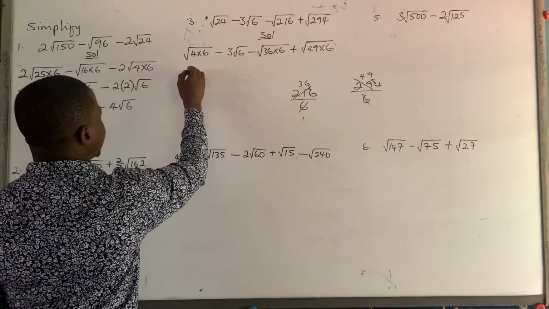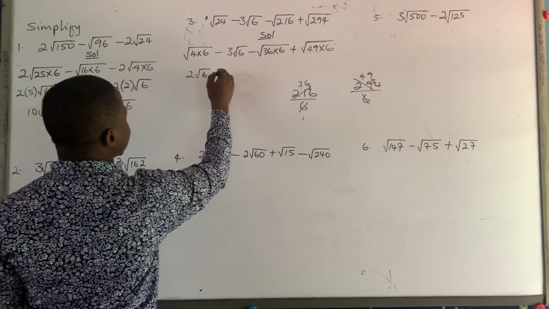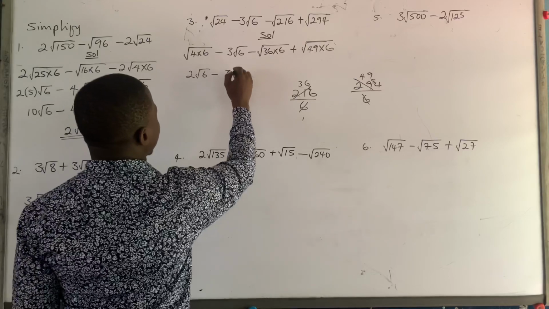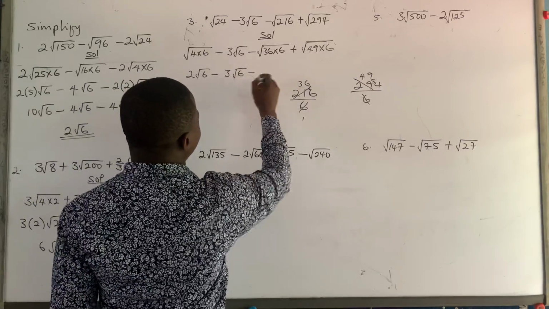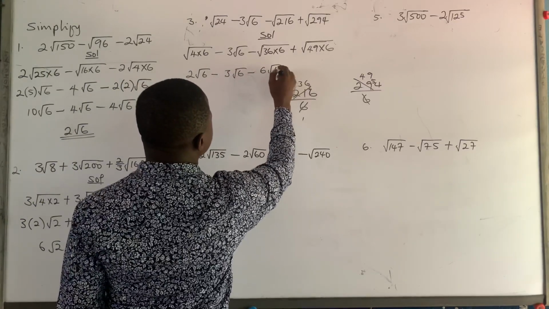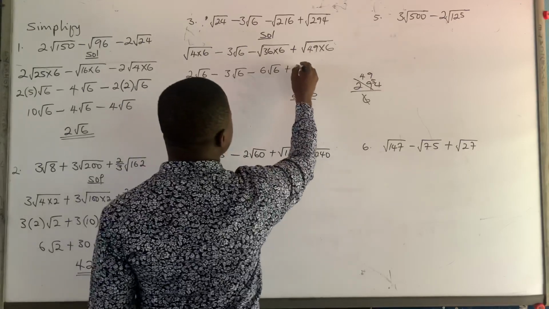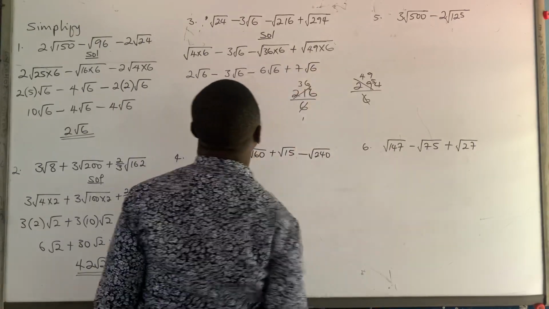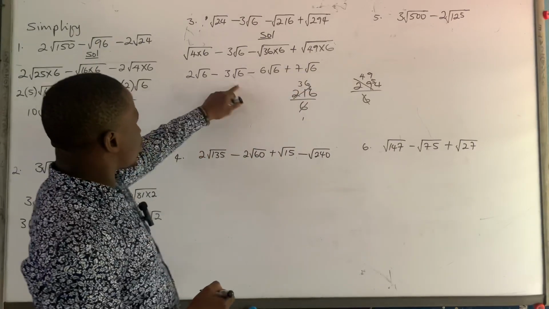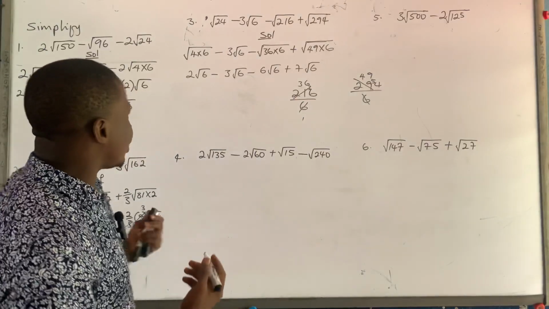So square root of 4 is 2. That is root 6. This is 3 root 6. Square root of 36 is 6 root 6. Square root of 49 is 7 root 6. So root 6, root 6, root 6, root 6. They are all the same.